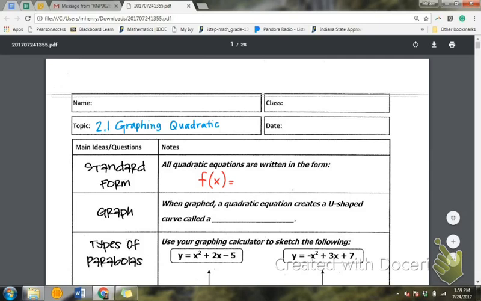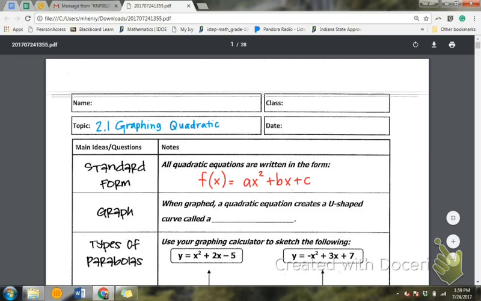So f of x equals ax squared plus bx plus c. This should look a little bit familiar to you, based on factoring, we did the ax squared plus bx plus c. So this is the standard form of what a quadratic equation looks like, okay?